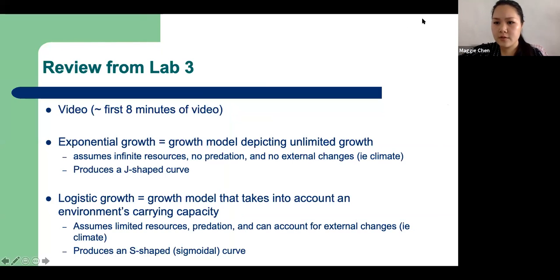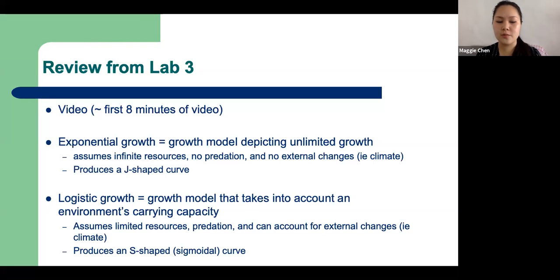So that video was a really good review and some background on exponential growth, but also that new equation that he mentioned to chart and look at exponential growth, that's the same equation that we're going to be looking at today. So just a review from lab 3, exponential growth, that growth model that we looked at from last lab, it depicts unlimited growth where we are assuming that there's infinite resources, no predators, no external changes, like as an example, there's no climate change.